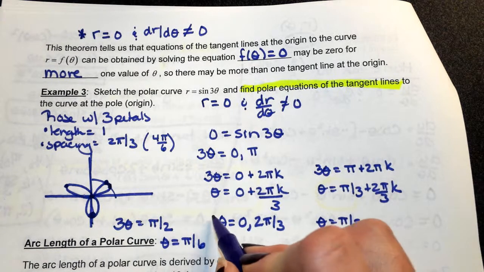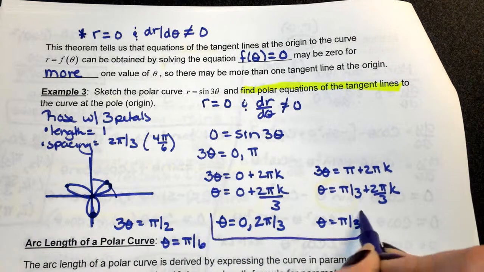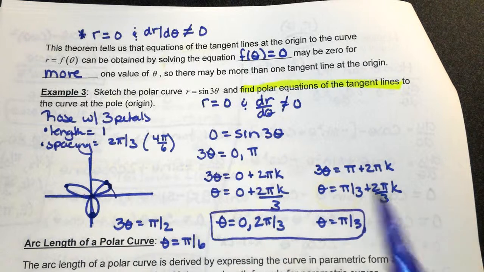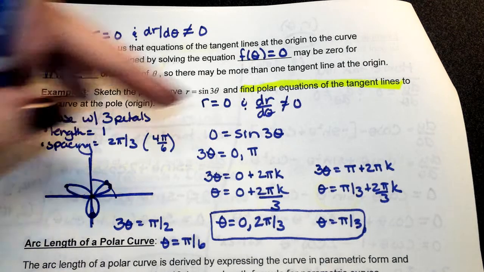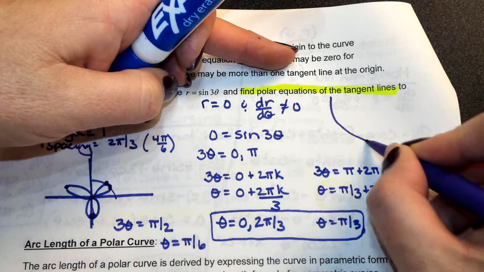So at this point, these are my candidates, where I will have my tangent lines at the pole. How come I did not say solutions at this point? Because what do we have to check? We have to check that dr d theta can't be equal to 0. So I have to find dr d theta.